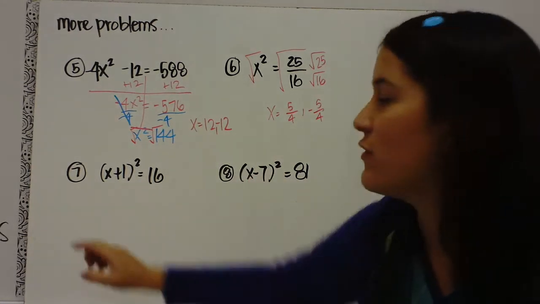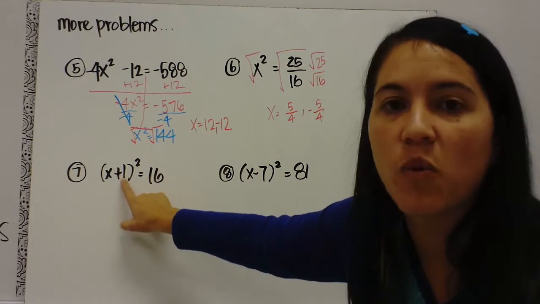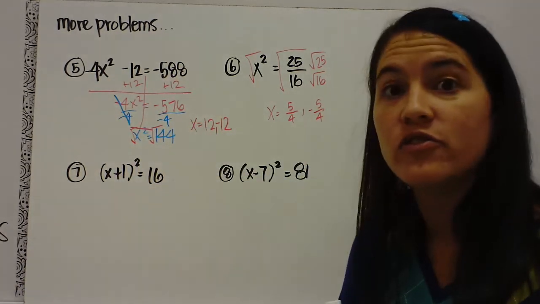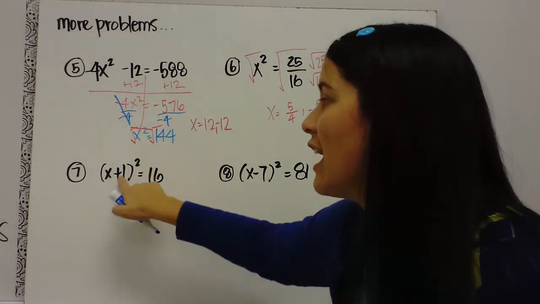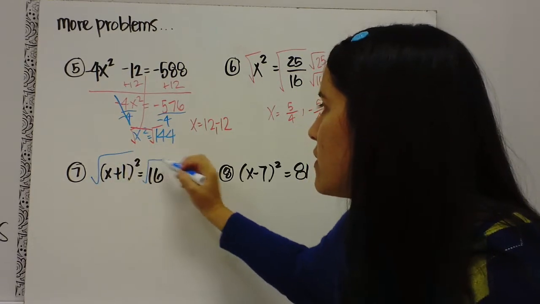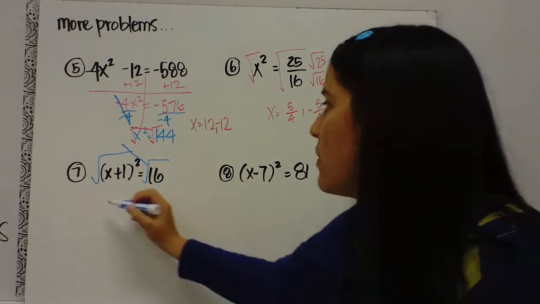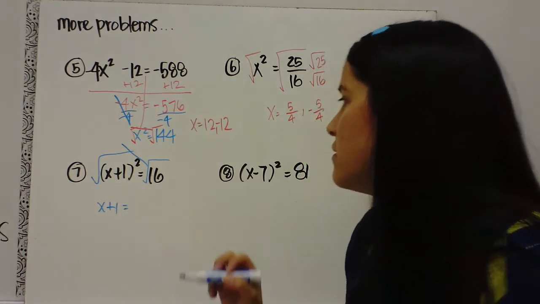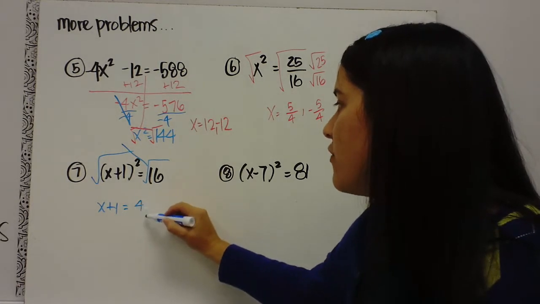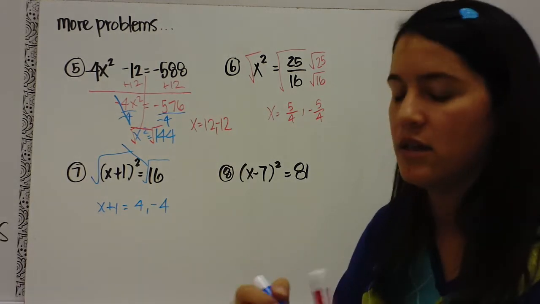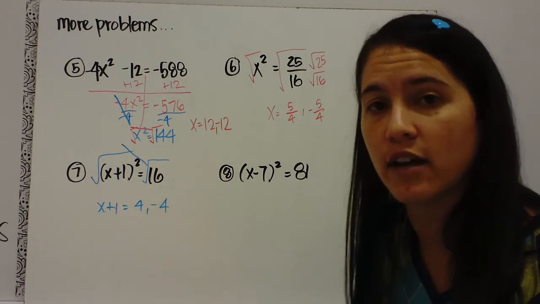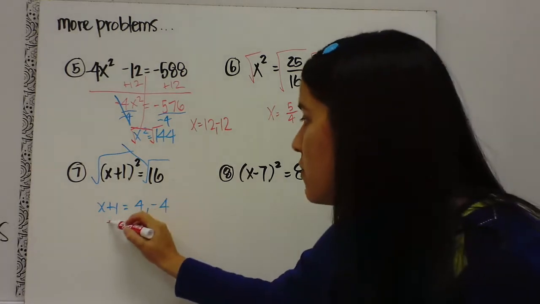Now 7 and 8 are a little different. I hope you can understand. See, this has an x plus 1 squared. This is just the x squared. This has an x plus 1 squared. So we have to take the square root first. We can't get to this 1 until we get rid of the square. So we're going to take the square root of both sides. And we get x plus 1 is equal to a positive 4 or a negative 4. Alright, so this is where it can kind of get a little tricky, because the square root of 16 is either a positive 4 or a negative 4. Then we have to do minus 1.